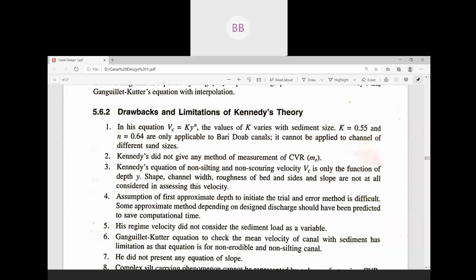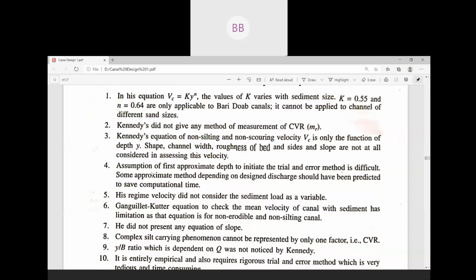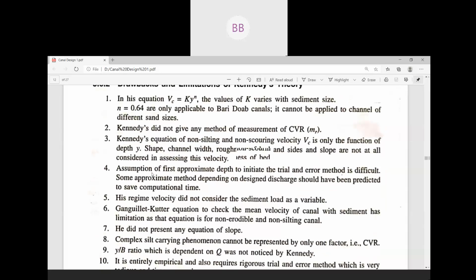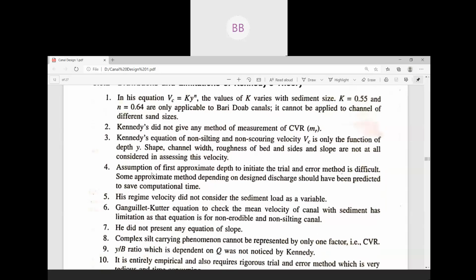Our next topic is drawbacks and limitations of Kennedy's theory. So there is nothing to explain. I will give you this PDF, you can directly write down from here. We have 10 points which are your limitations. By simply reading you can understand.